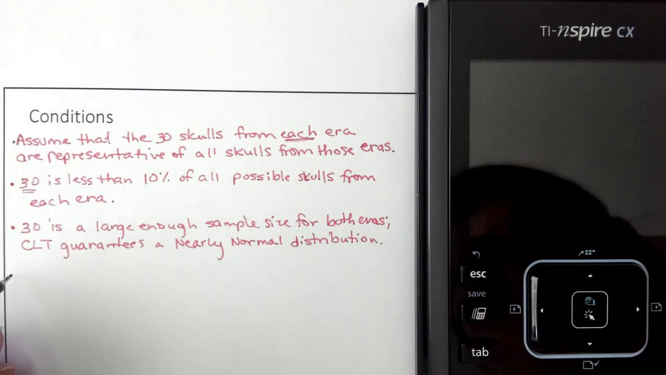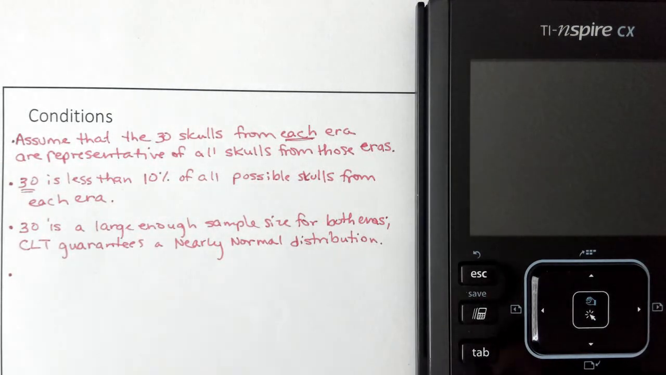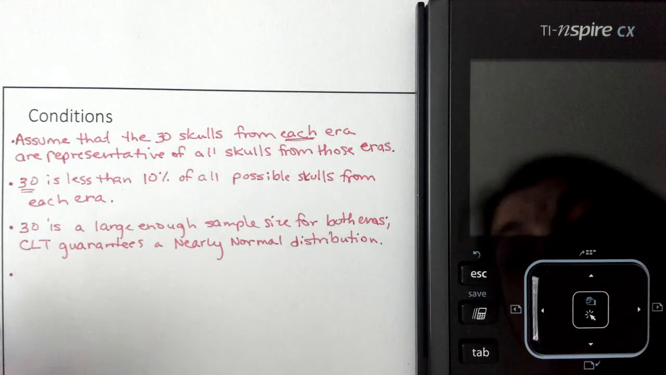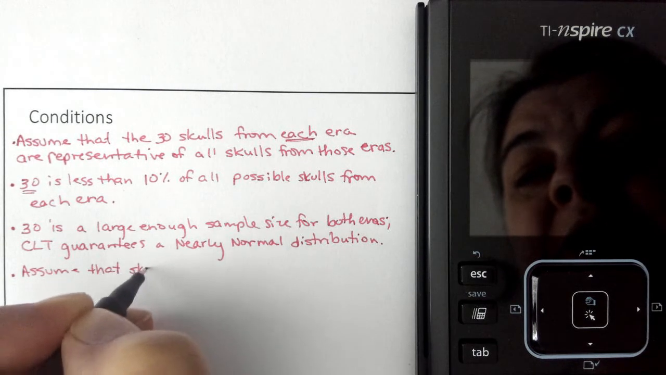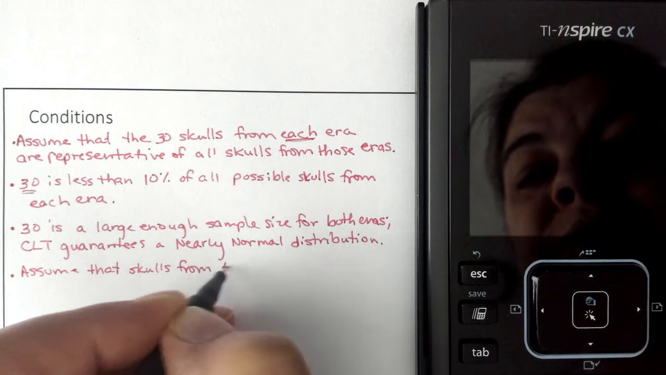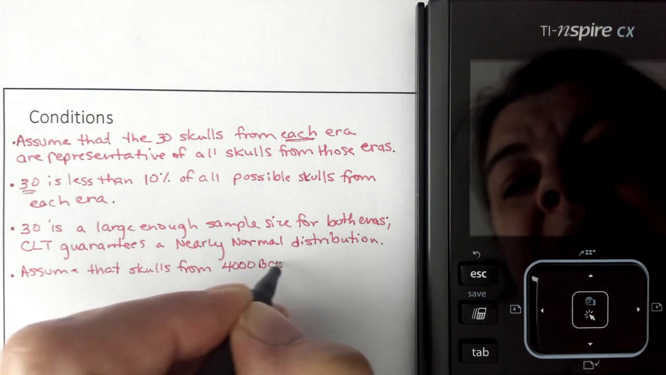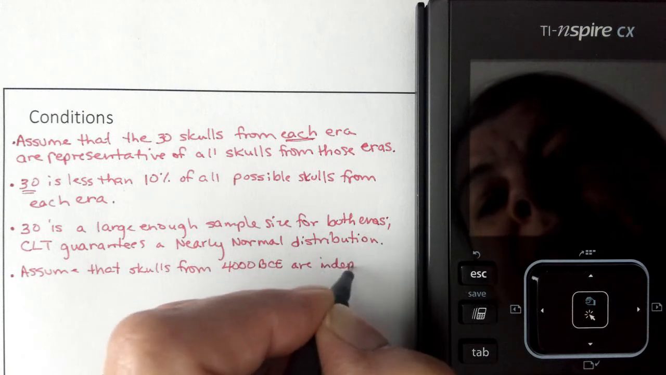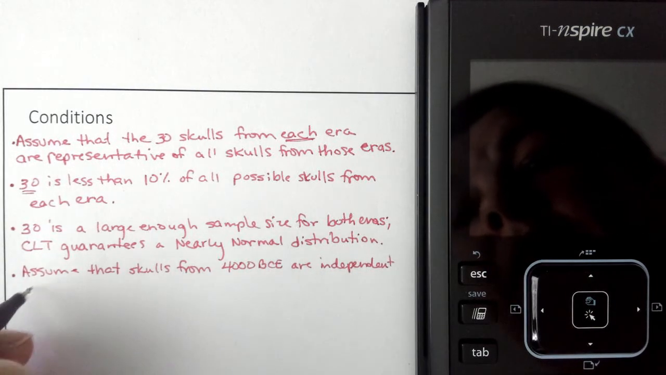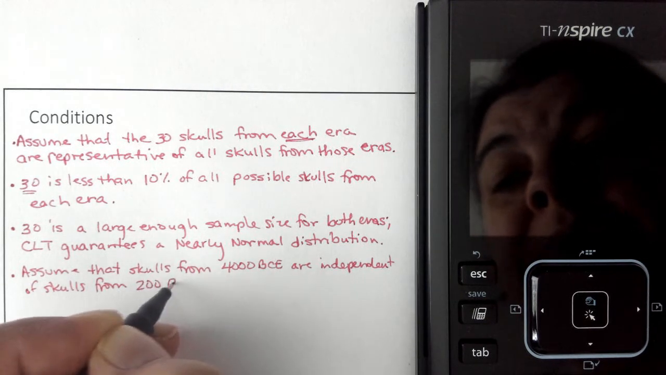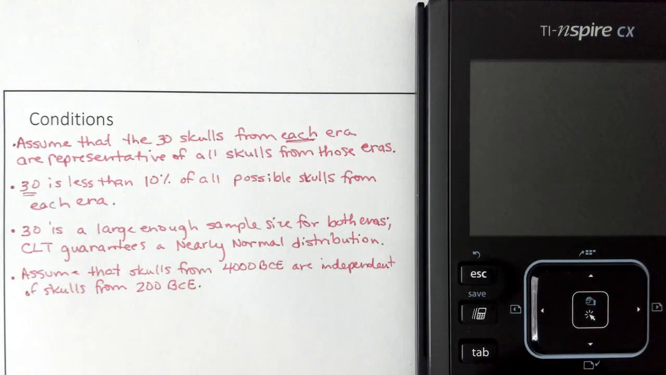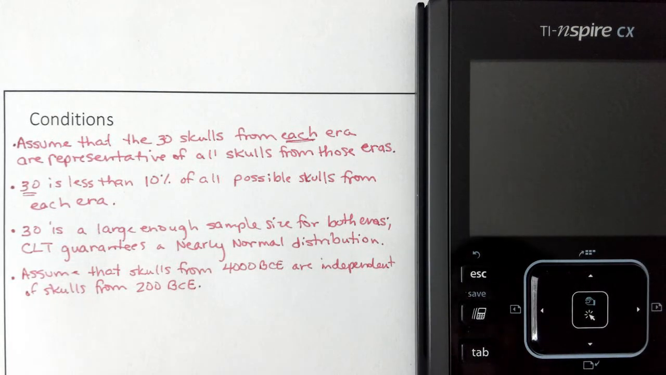Now, we have to add the extra check, and it doesn't matter where you add it as long as it's in the list somewhere, that the older skulls and the less old skulls are independent of each other. So let's assume that skulls from 4000 BCE are independent of skulls from 200 BCE.